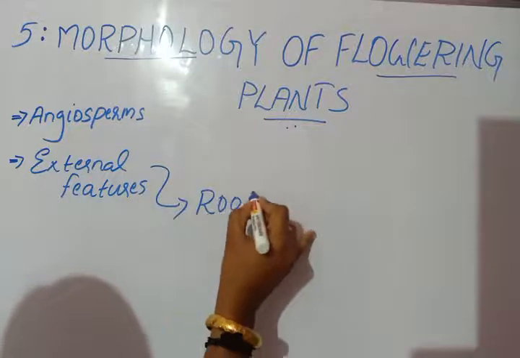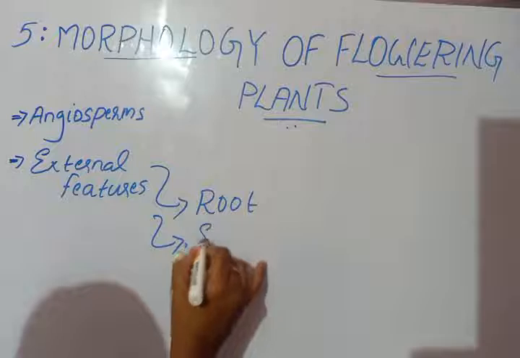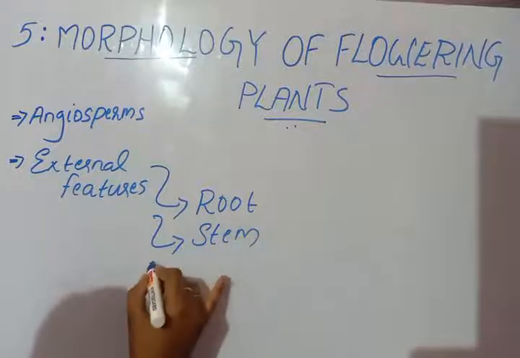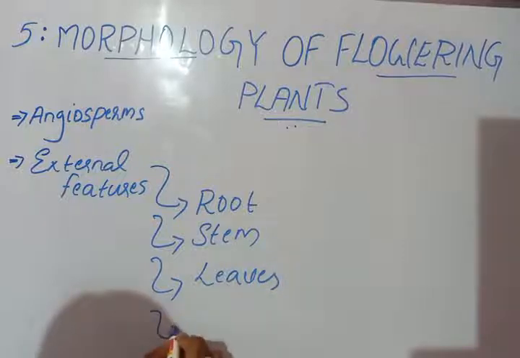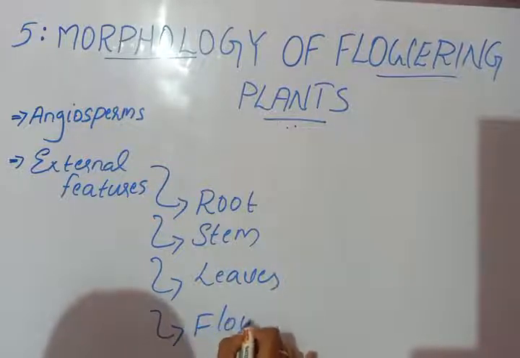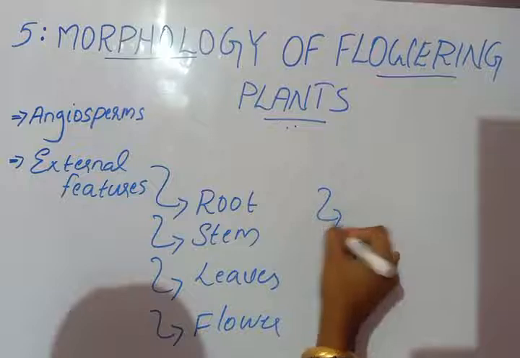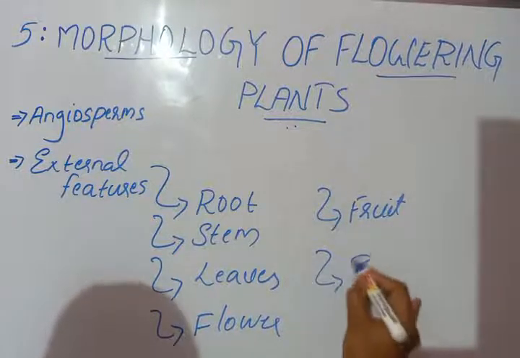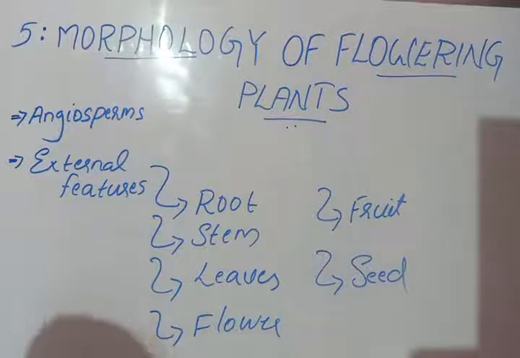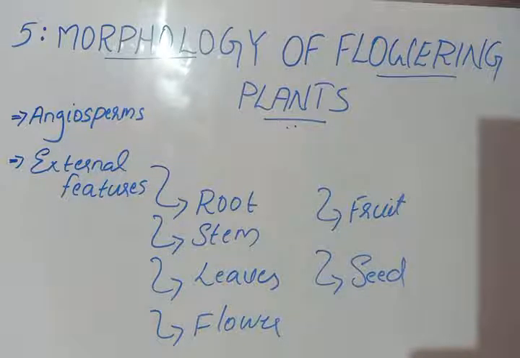root, stem, leaves, flower, fruit, and finally seed. So these are the external features of a plant. Root, stem, leaves, flower, fruit, and finally seeds.